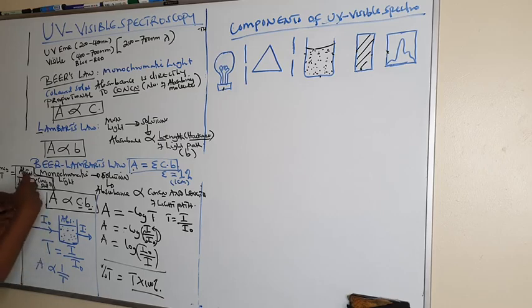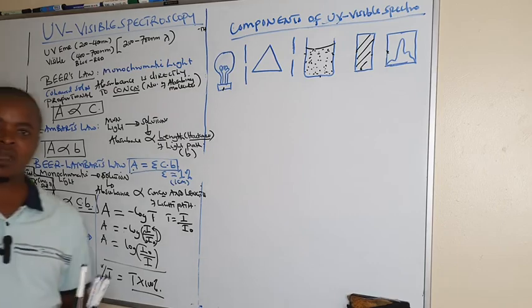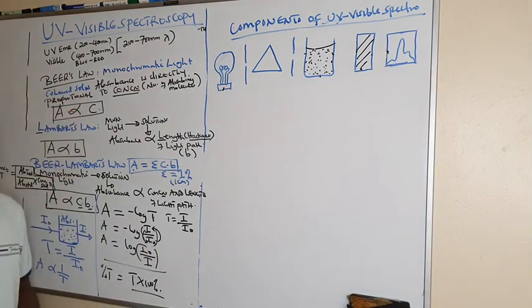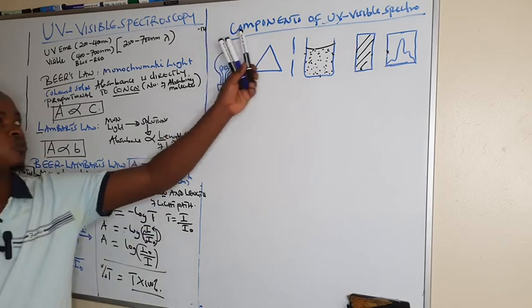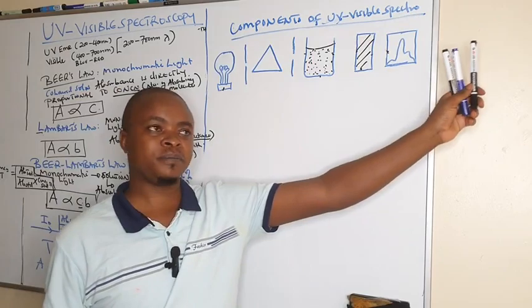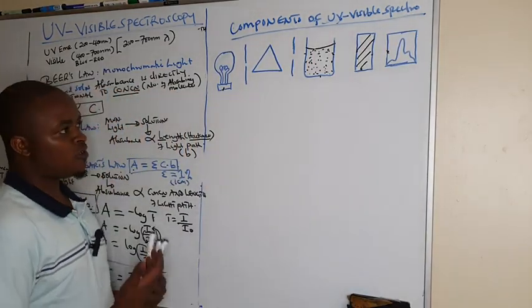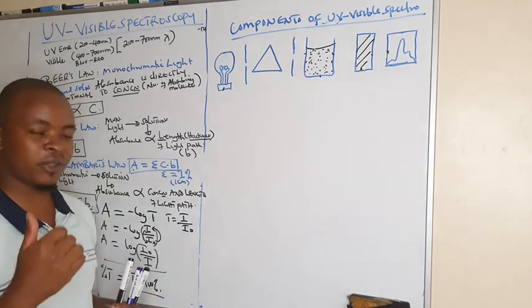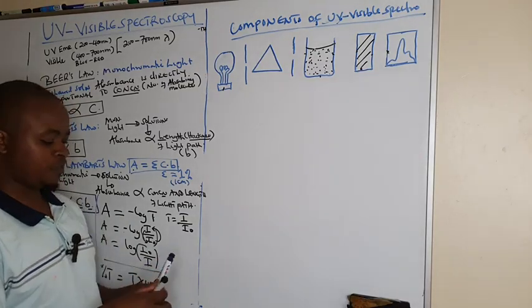So after seeing Beer-Lambert's law and the different formulas we can use, we are going to look at the components of ultraviolet-visible spectroscopy, and we shall also end with a summary of the principle of all of these things.